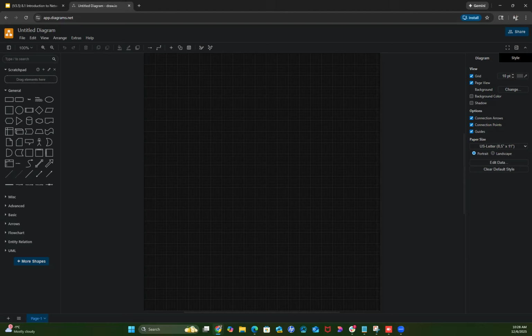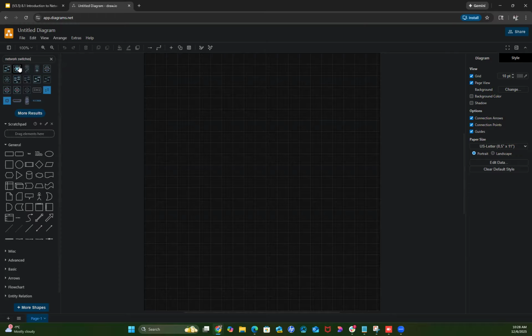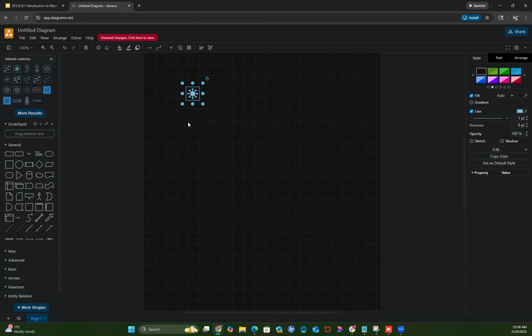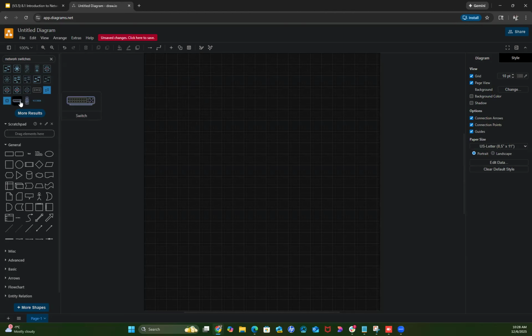Suppose first, in here we search and write down what we need, a switch, so we just write network switch. All the switches show up now. So we drag and drop any switch in here. Suppose one switch, this is the network switch. If you choose this, this is the switch, the network switch.